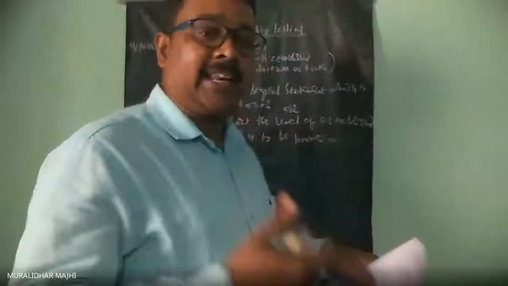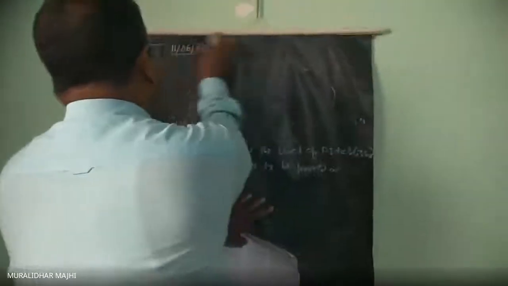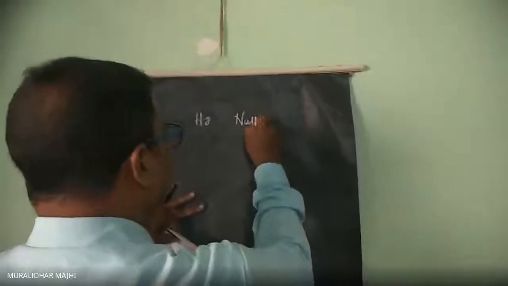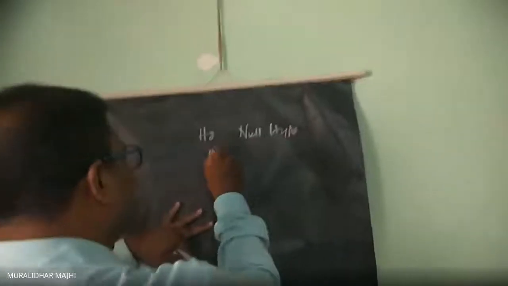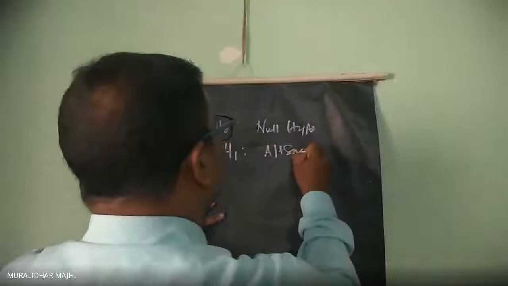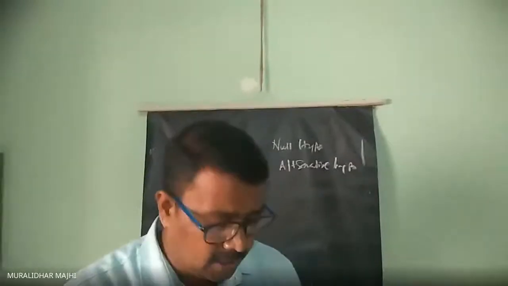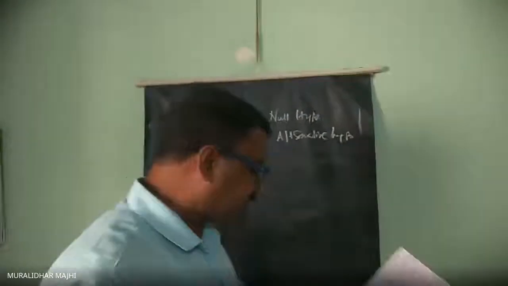Okay. So basically, there are two types of hypothesis. One is null hypothesis, denoted by H0. Another is an alternative hypothesis, denoted by H1. So your H0 is your null hypothesis. And HA, or I can write H1, is your alternative hypothesis. So basically, there are two types of hypothesis. One is null hypothesis denoted by H0. Another is alternative hypothesis denoted by H1.